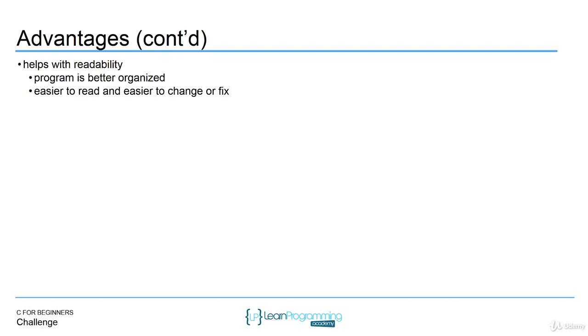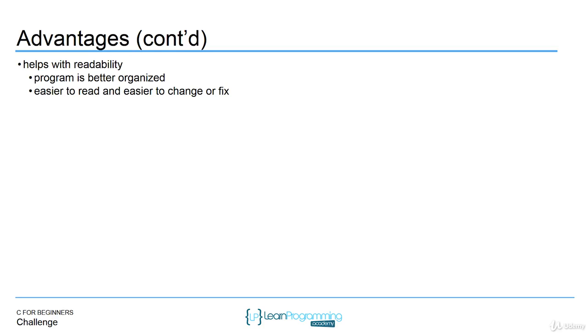It also helps with readability. When you modularize your program, which is what you're doing when you create these separate functions to perform specific tasks, the program becomes much better organized. Like I mentioned, if you had a main routine, a main function, and it had tons of code in it, it's going to be much harder to follow than a main routine that calls 5 functions, and those functions do specific tasks. So it helps with program organization.